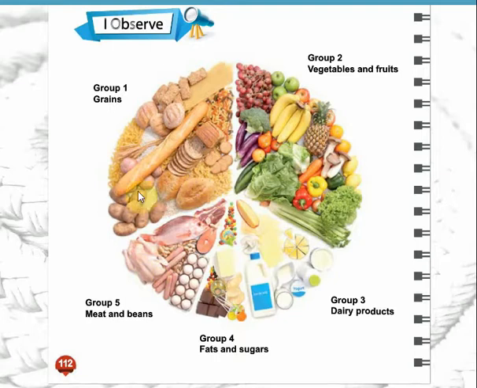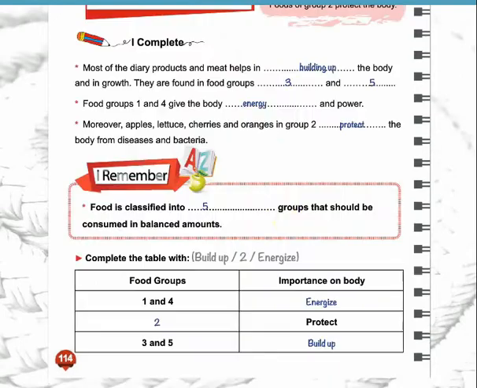Okay, I want you to try to draw this figure in your head, meaning memorize what food items each group contains. Okay? In this lesson, I just want you to study this page, page 114 on your books. We are going to study the importance of each group to our body.